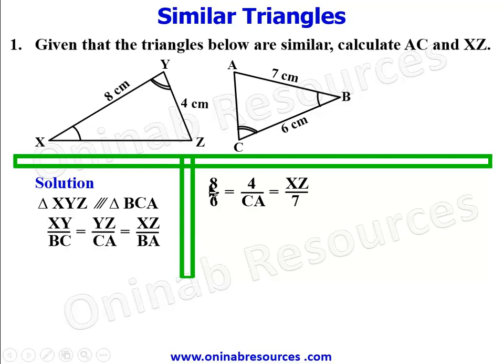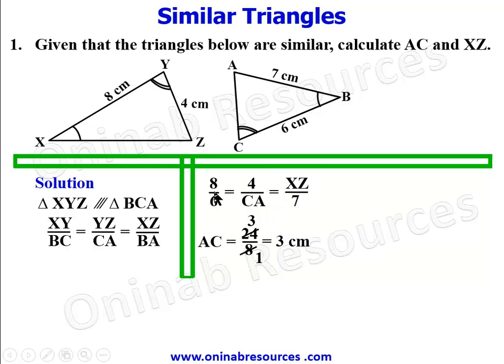So the first one here, I am going to pair the first ratio with the second one, so I keep the third one. Now I make CA the subject of the formula, which is the same thing as AC. So I have AC, cross multiplying. We multiply this by this, that will give us 24 over this 8. So 8 divided by 8 gives 1, 24 divided by 8 gives 3. So AC is equal to 3 centimeters. So we are done with that.